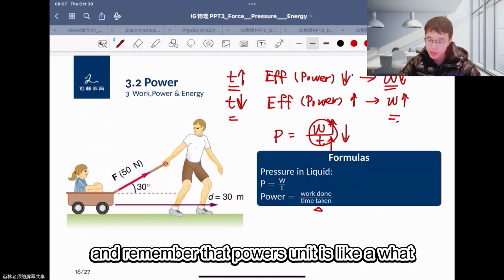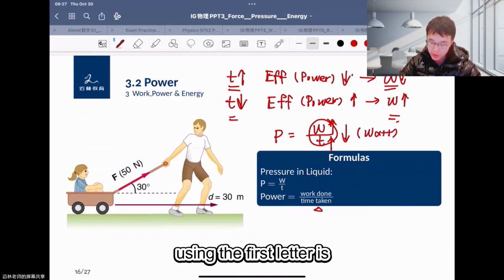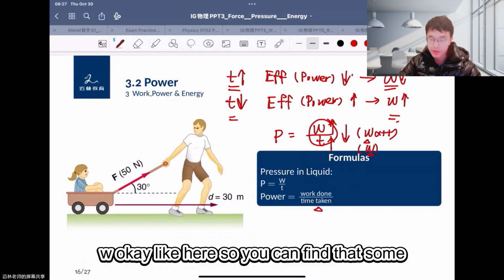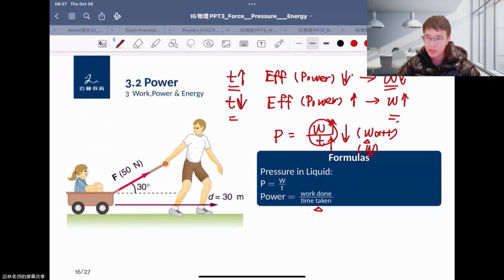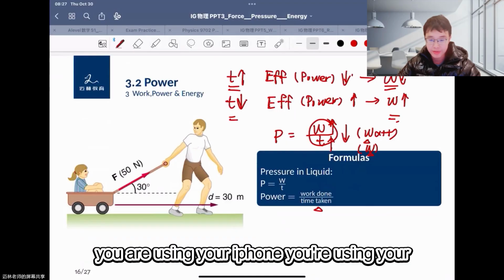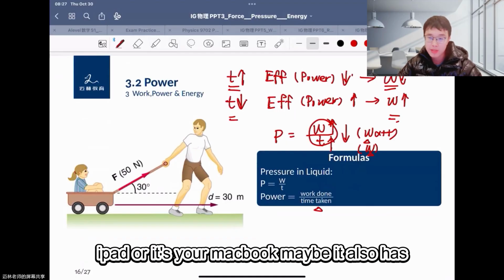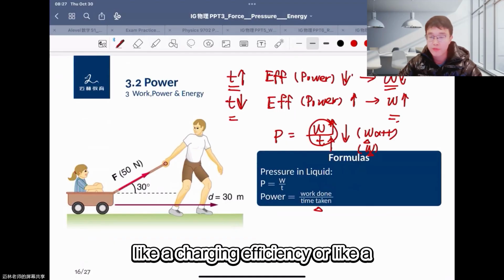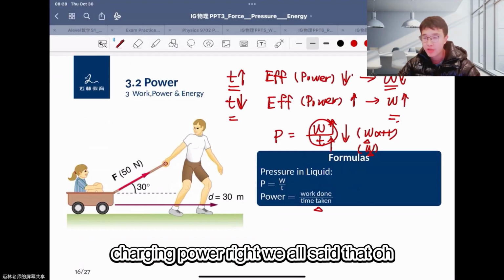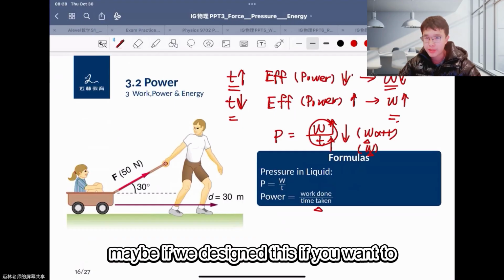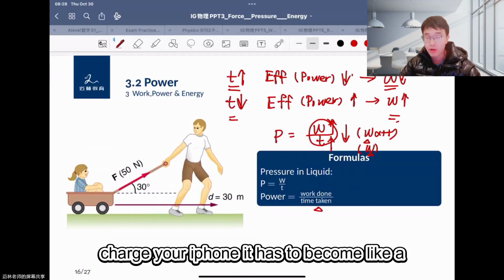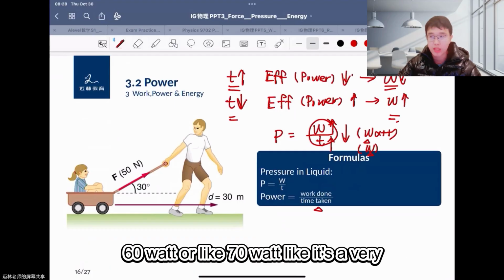And remember that power's unit is the watt. We're using the first letter, W. Okay. Like here, you can find that you are using your iPhone, your iPad, your MacBook. Maybe it also has a charging efficiency or a charging power, right? You will say that, oh, if you want to charge your iPhone, it has to be like 60 watt or like 70 watt.